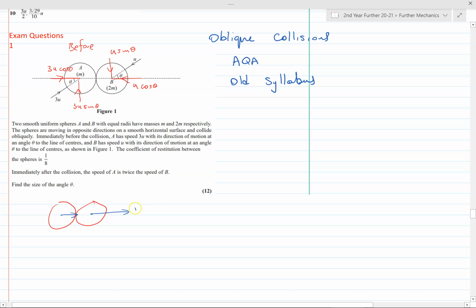So let's call this the final speed along the line of centres of B, VB, the component along the line of centres, and this being the final VA. Now, of course, this will be unchanged from before, so that's u sin theta. And this one will be unchanged from before, so that's 3u sin theta.